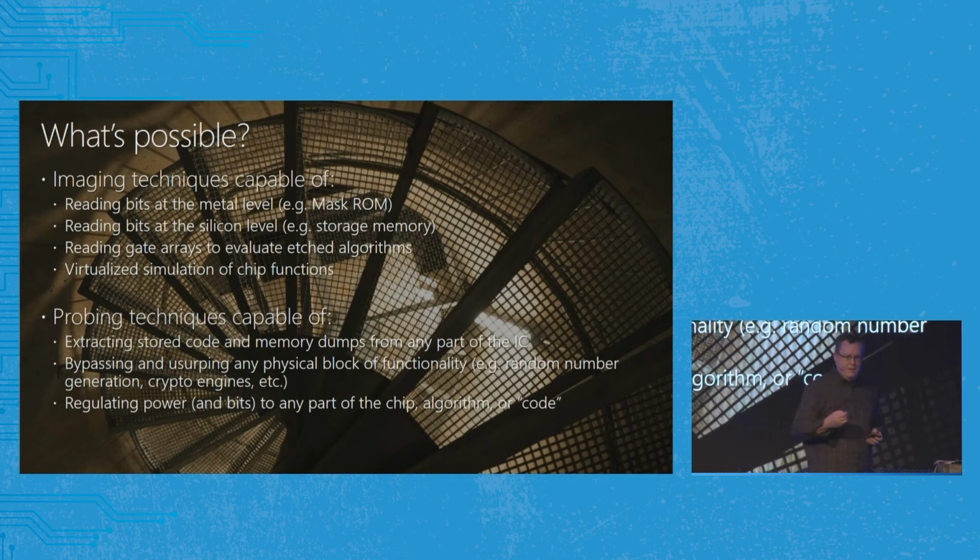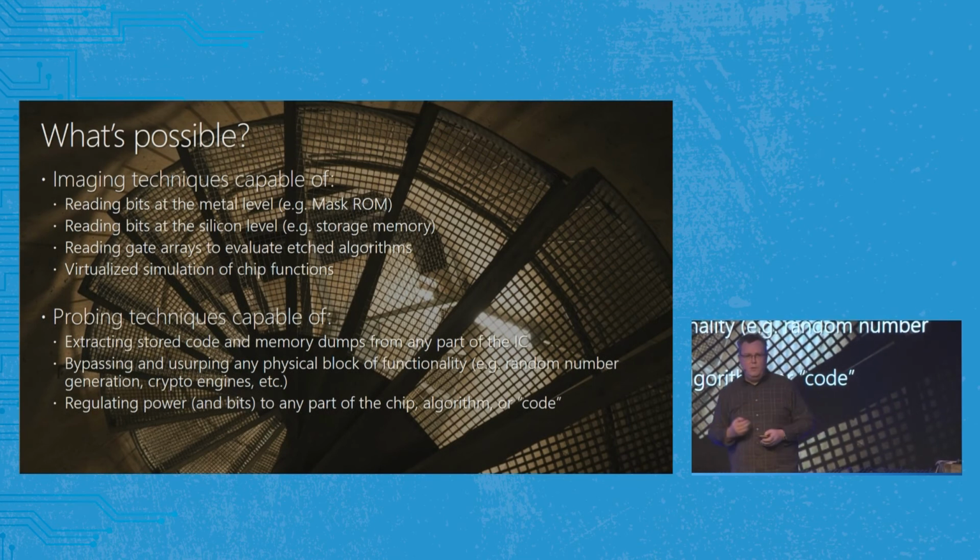It also allows us to read the bits at the silicon level. So the storage memory, the flash memory, for example, all those things that, as a software engineer, those particular secrets I wanted to store in an impossible to get place, I've moved into the silicon. However, it can now be read either manually or through automated processes. I can read the gate arrays, so I can evaluate the etched algorithms, that secret source for a new cryptographic routine, for example. And I can virtualize everything into a simulation of the chip, and I can start using many of the techniques that we use for conventional software bug hunting against the chip itself.